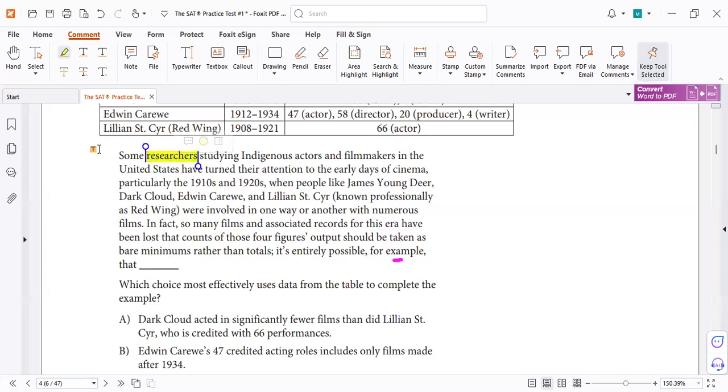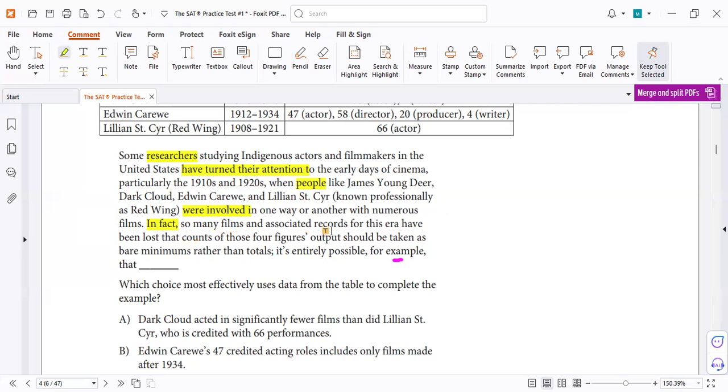So some researchers who were studying have turned their attention to the early days of drama. Okay, what happened? Particularly when people were involved, and some information tells you who they are. So I found the subject and verb quickly. So when people, in one way or another, with numerous films, in fact, we have facts to prove the previous. All of these in my first reading about the style of writing through reading.